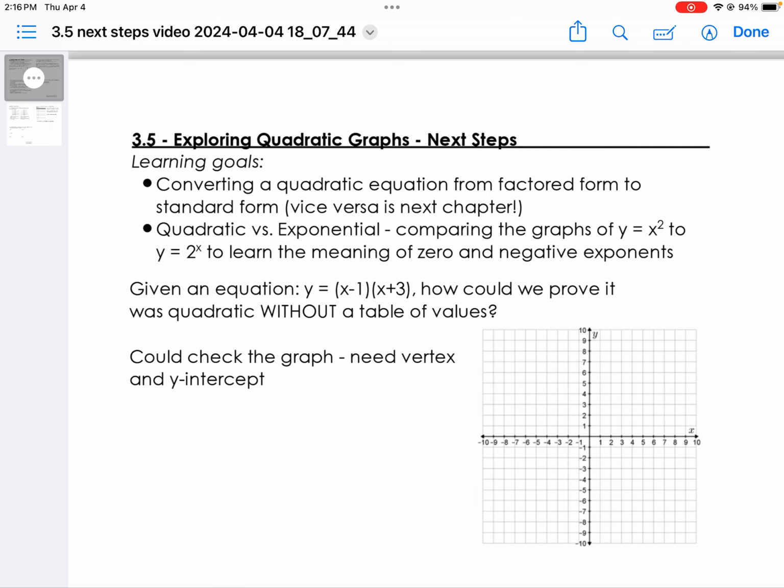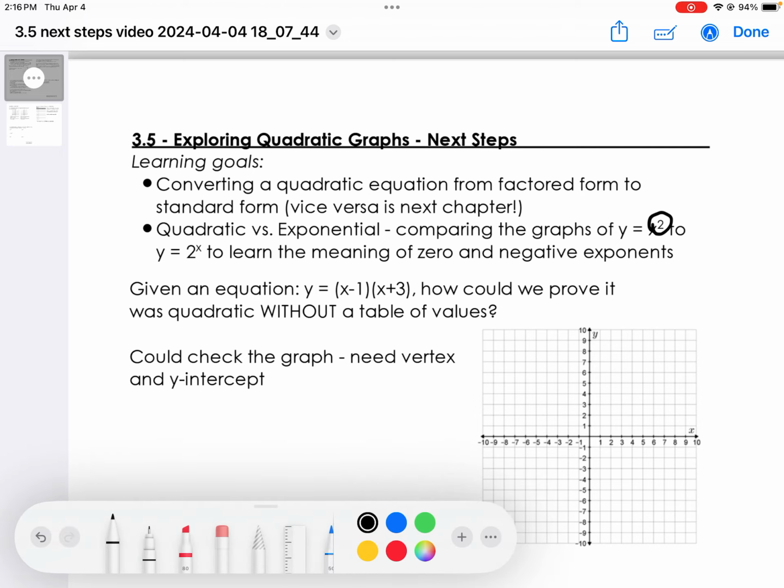The other next step maybe isn't so obvious. We want to look at what happens when you have an exponential graph. So yes, having a squared makes our graph not linear, but what happens when you have something other than squared? How is the graph going to look? So we're going to take a look at that as well and see how that's going to play out, okay?